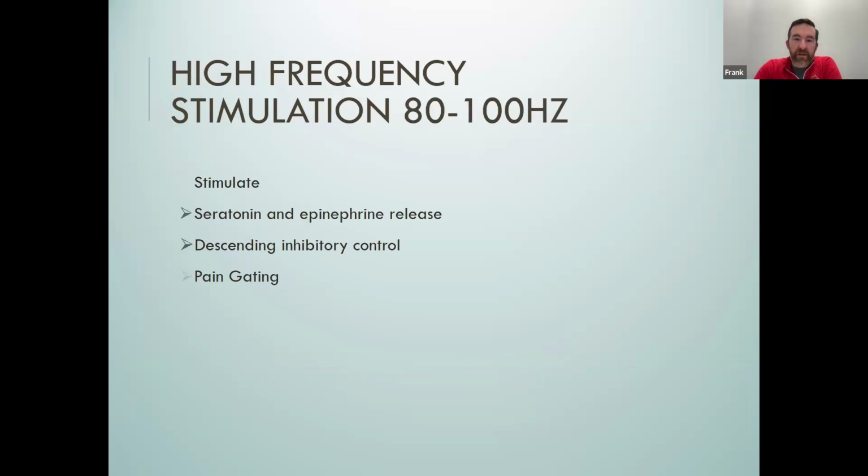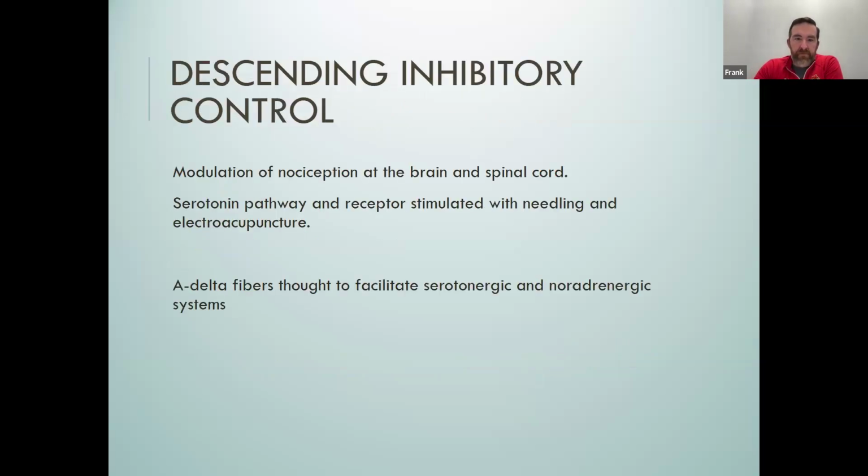So high frequency is going to be the 80 to 100 hertz. That's the typical pre-mod settings. You're going to see serotonin and epinephrine release. The big thing is you're going to see the pain gating response here, and then a little bit of descending inhibitory control as well. With descending inhibitory control, this is modulation of nociception at the brain and spinal cord level.